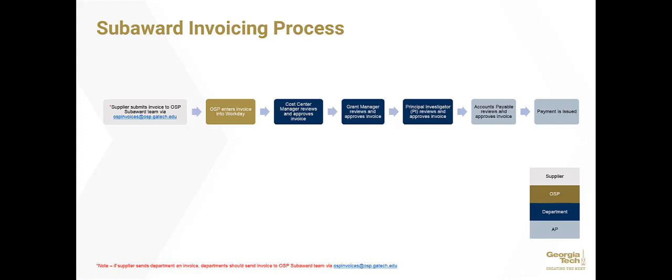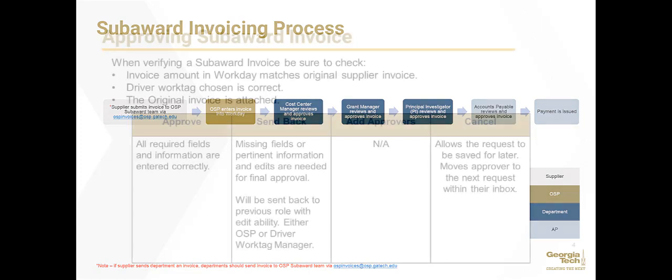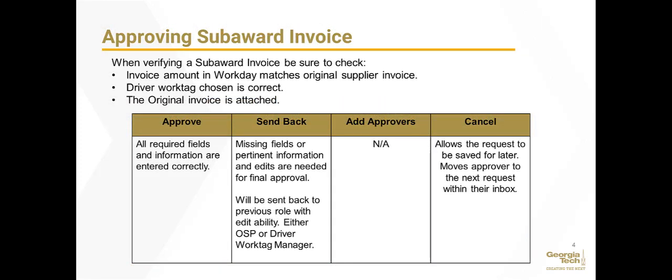Before we walk through the Cost Center Manager approval, let's review what needs to be verified on the invoice and the buttons each approver will see. First, we will verify that the invoiced amount matches the original supplier invoice amount. Next, we will validate that the driver work tag is correct. Then we'll validate that OSP has attached the correct original invoice.